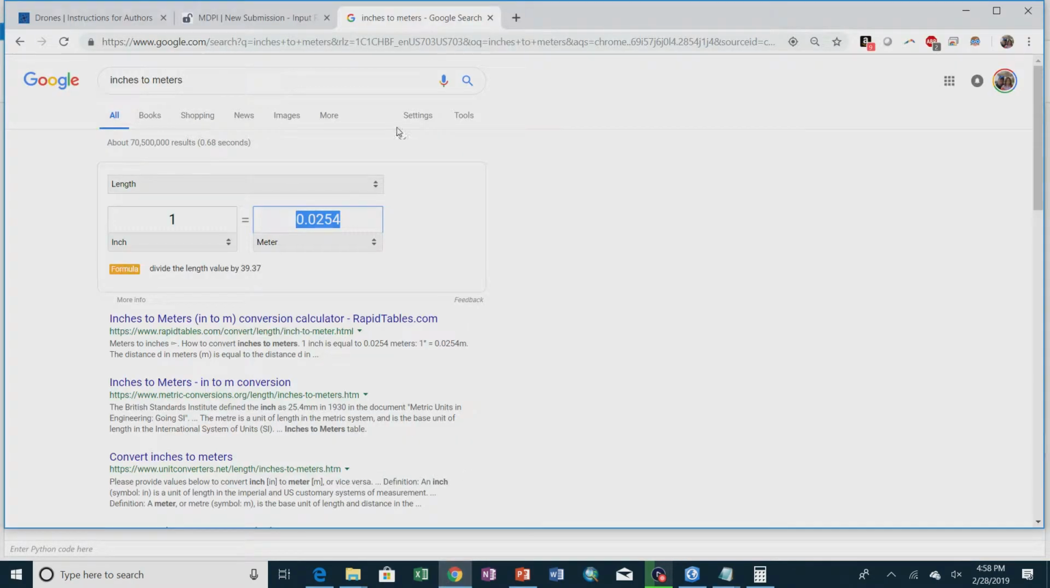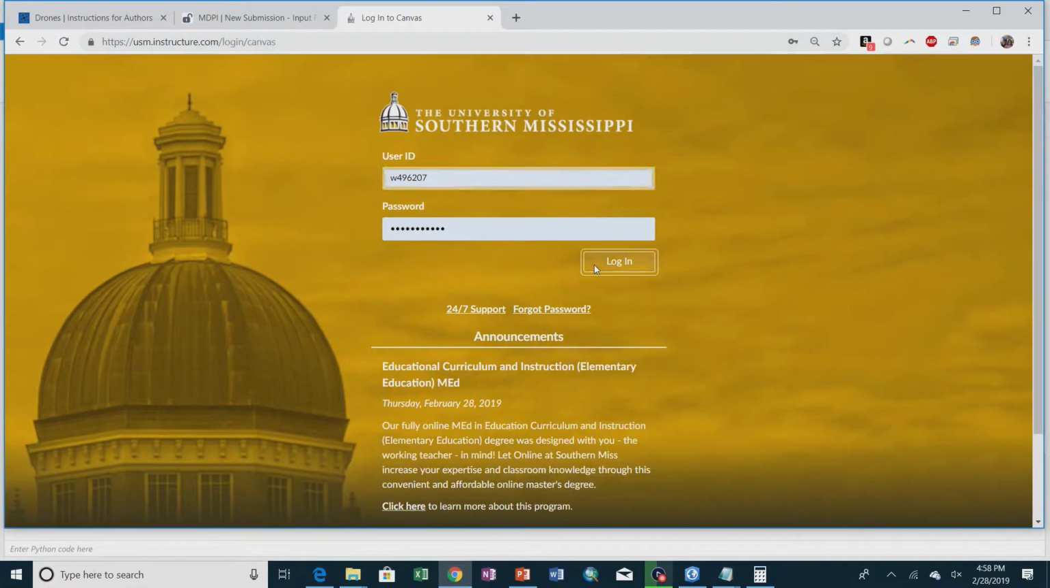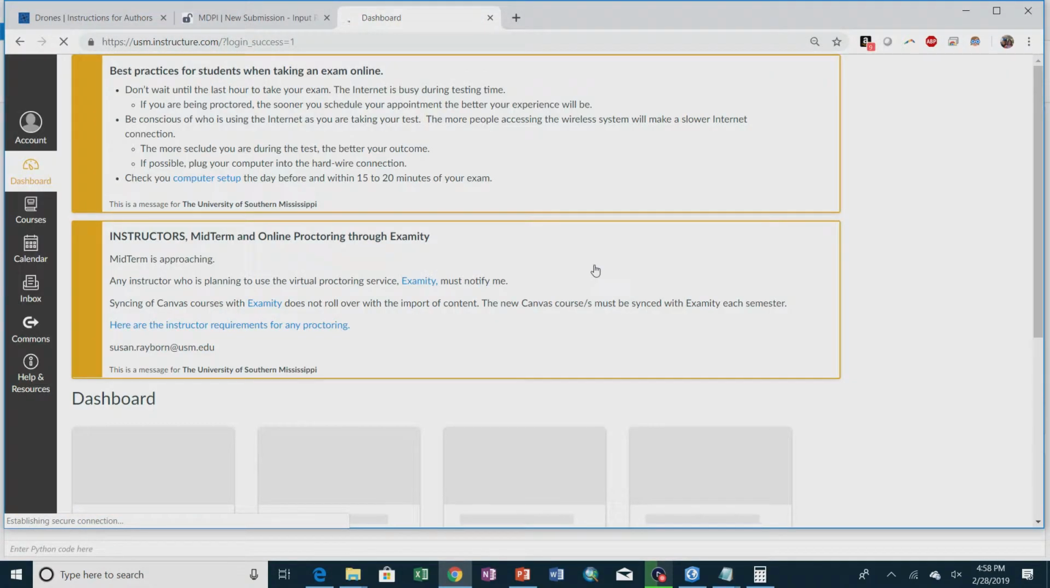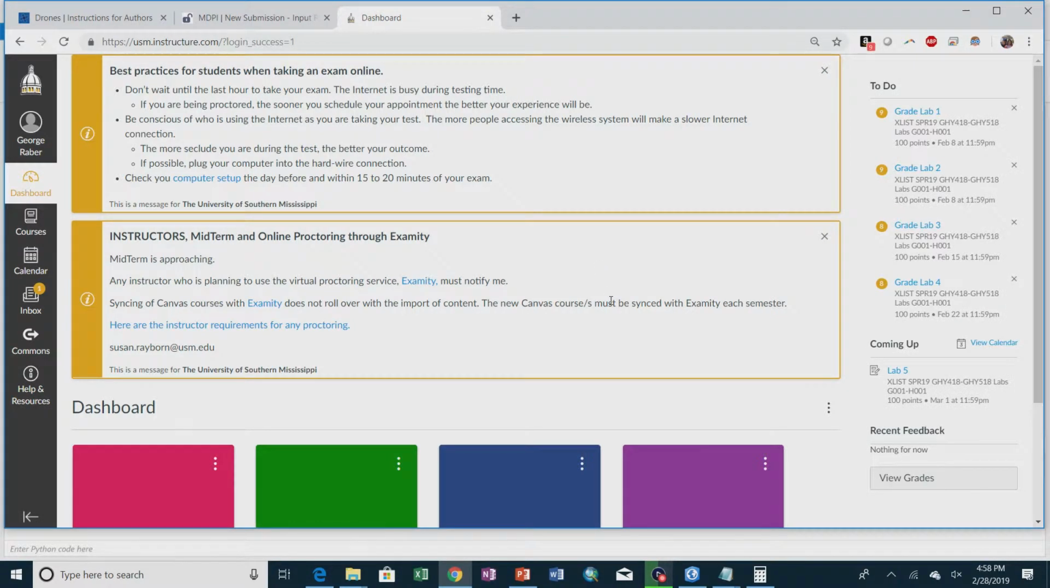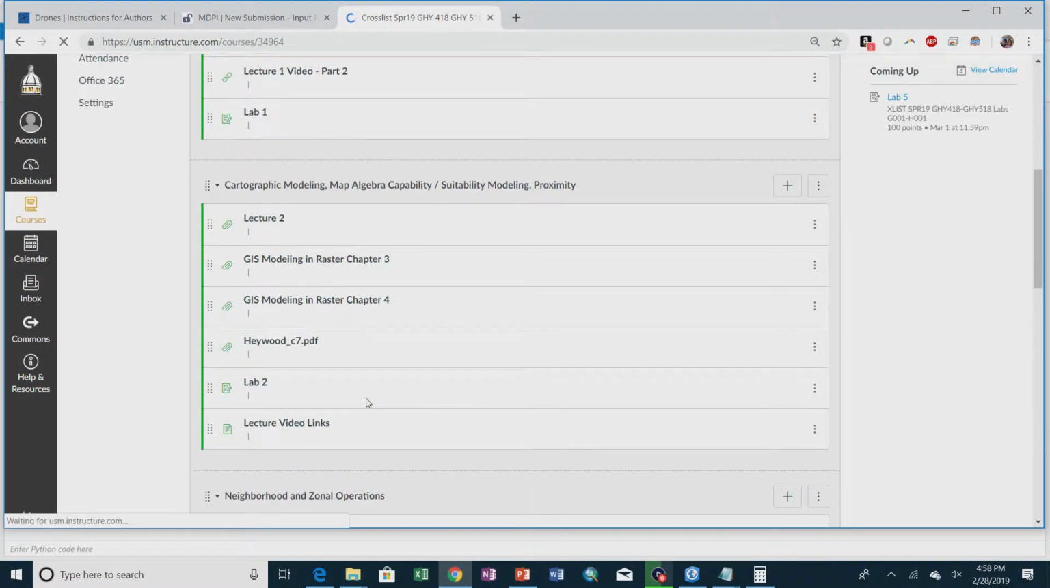So if you look at Canvas, I guess I got off of it already. There is a... where did I put it? Canvas 418. There is a test review.